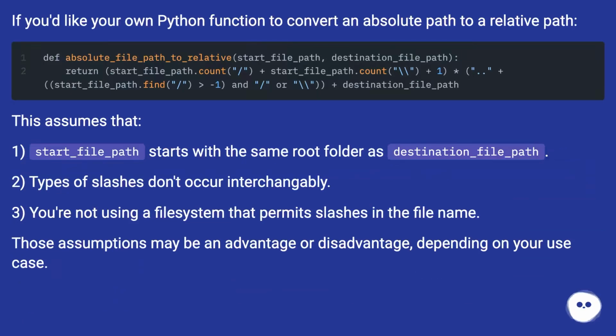If you'd like your own Python function to convert an absolute path to a relative path, this assumes that: 1. start_file_path starts with the same root folder as destination_file_path. 2. Types of slashes don't occur interchangeably. 3. You're not using a file system that permits slashes in the file name. Those assumptions may be an advantage or a disadvantage, depending on your use case.